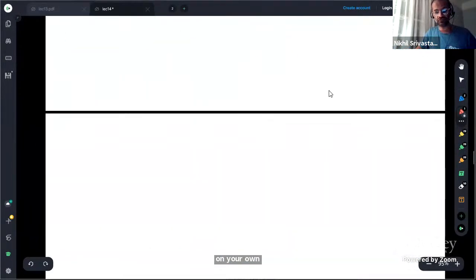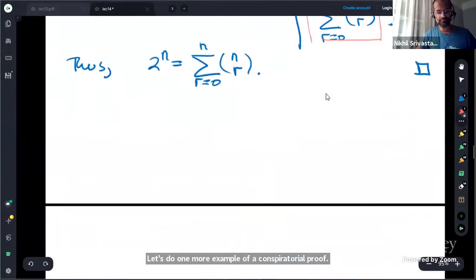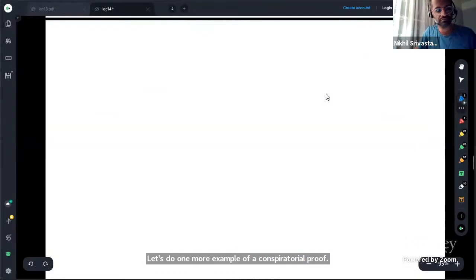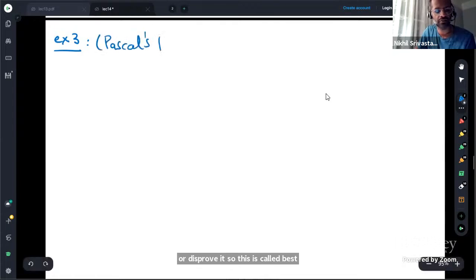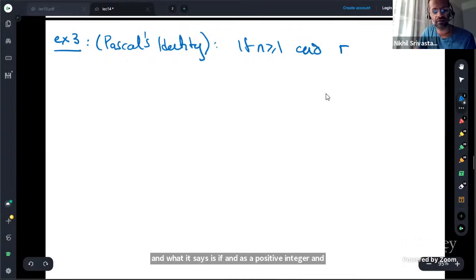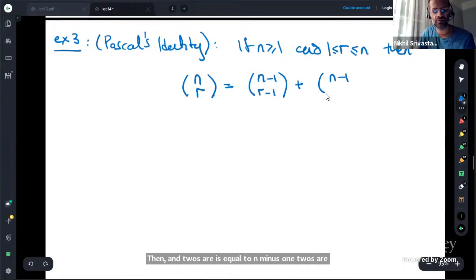Okay. Let's do one more example of a combinatorial proof. So this is a very important identity. And before doing it, let me show you a motivation. Or let me just prove it. So this is called Pascal's identity. And what it says is if n is a positive integer and R is at least 1 and at most n, then n choose R is equal to n minus 1 choose R minus 1 plus n minus 1 choose R.